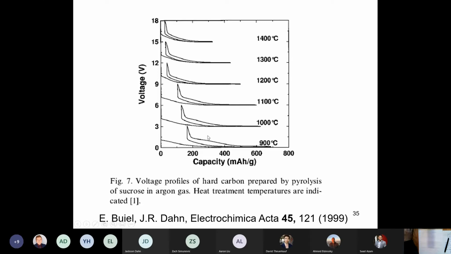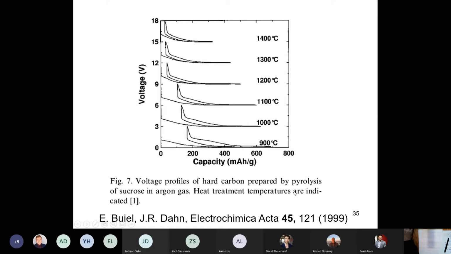This corresponds to the elimination of the hydrogen from the material, because this 1 volt plateau during charge is thought to be from the hydrogen. Again, these curves are shifted up for clarity by 3 volts. They're not really like this. The second thing that happens is the irreversible capacity becomes shorter and shorter, which is also thought to be associated with the reduction of the hydrogen content. The final thing you'll notice is that the length of the low voltage plateau gets shorter and shorter, and by 1400 it's almost gone.